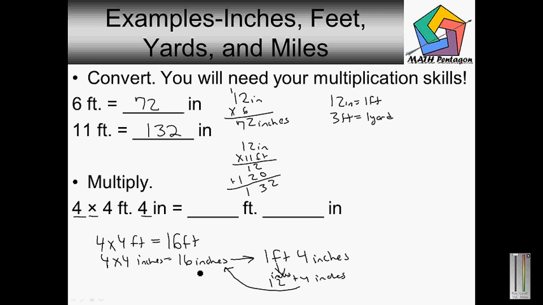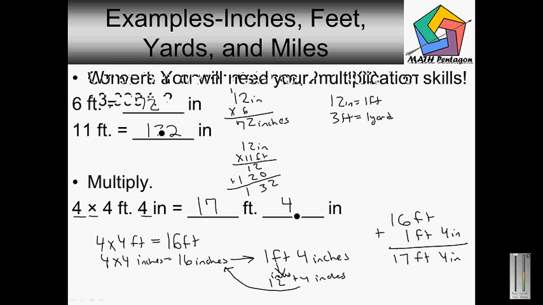So now I have 16 feet and I have 1 foot and 4 inches, and I basically add this up. So 16 plus 1 is 17 feet plus the 4 inches remaining. So my final answer to this would be 17 feet and 4 inches as my final answer right here. Which is the longer distance?